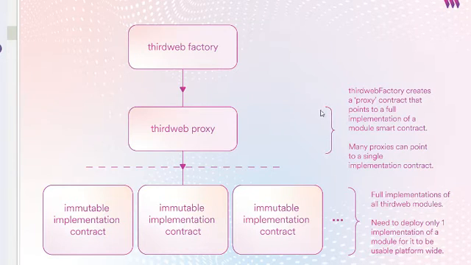So basically this is how they actually built this. If you read here, you have the ThirdWeb factory, and then you have the ThirdWeb proxy. Proxy basically points to a contract implementation, and many proxies can point to a single implementation contract. So it's a many-to-one relationship. So many proxies, one implementation. Okay, and so this is kind of high level. And if you want this diagram, let me know in the comments below.